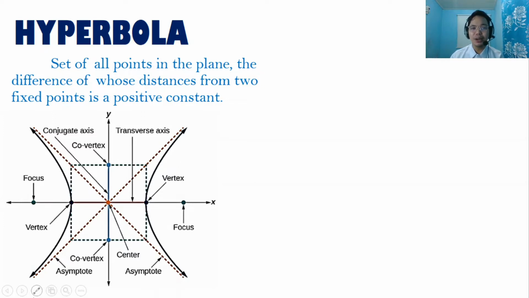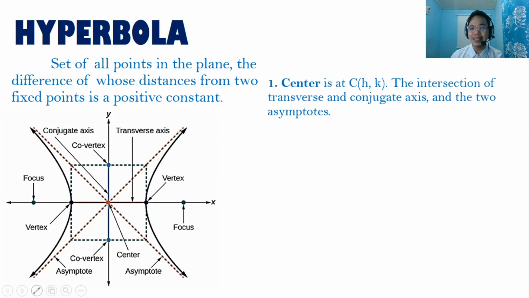So ano-ano nga ba ang parts ng hyperbola? Umpisahan natin sa center. Center is at (h, k), or if our center is at the origin, the coordinates of the center is (0, 0). The center is the intersection of the transverse and the conjugate axis. The transverse axis is a line segment whose endpoints are the vertices. So ito yung ating transverse axis. It passes through the center and whose endpoints are the vertices. Also, this is the intersection of the transverse and conjugate axis.